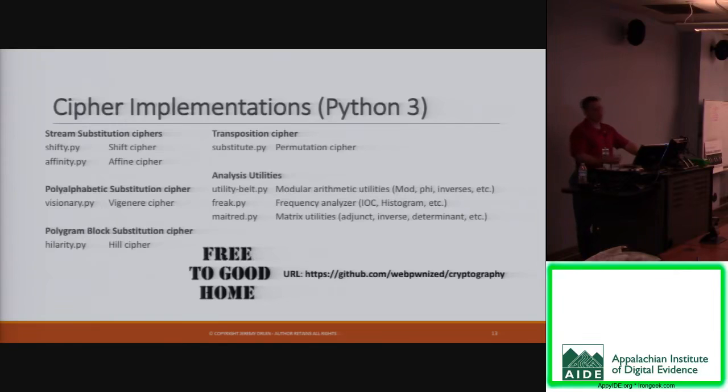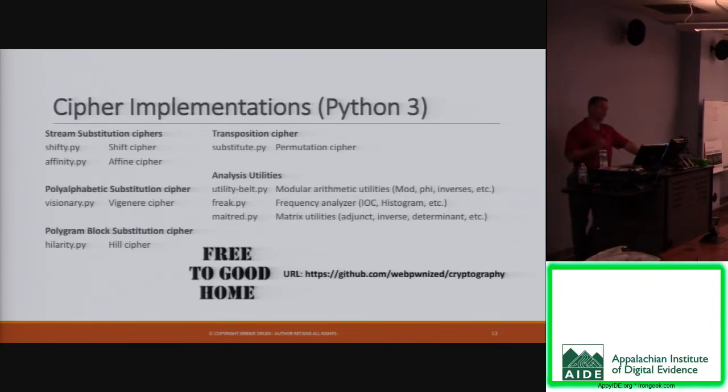So for example, we have Hilarity, which implements the Hill cipher, and then we have Maitre-d, which does a lot of matrix math to do things like transpositions and adjuncts and stuff that you need to be able to figure out if keys are involutory, if you can break them, and so forth. We have Shifty and Affinity, which implement two kinds of shift ciphers, the shift and affine cipher.